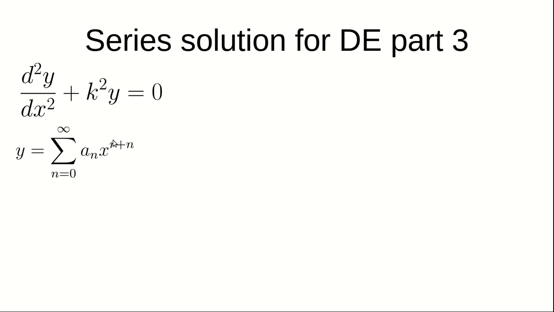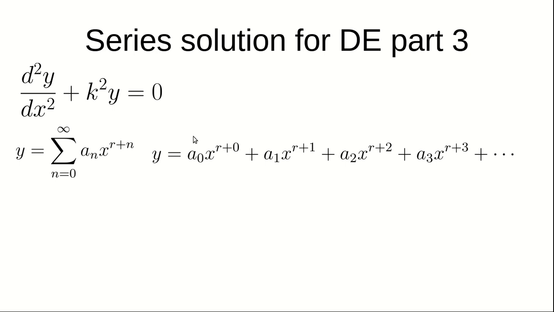So the expansion of this equation, as usual, is giving us this. This is the first term, which is a0 x raised to r plus 0, a1 x raised to r plus 1, a2 x raised to r plus 2, and so on and so forth. So once we know these values and the r, then we can fix them here, and that will be the solution.